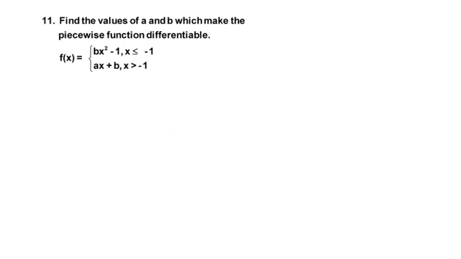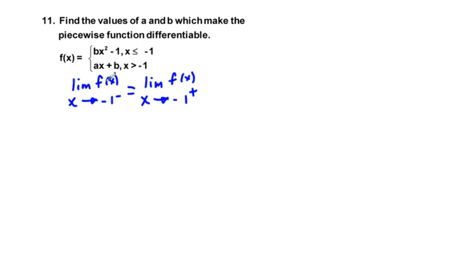Next, 11. Find the values of a and b which make the piecewise function differentiable. And so differentiability also includes continuity as part of its universe. So first of all, we're going to take care of the continuity. And to do that, we will use this notation. Limit as x approaches -1 from the left side of this function f of x equals the limit as x approaches -1 from the right side of f of x.